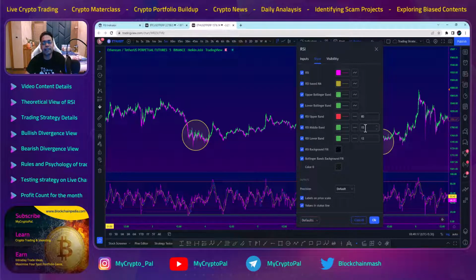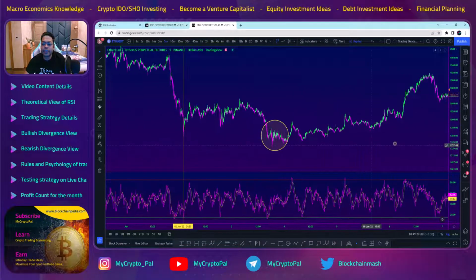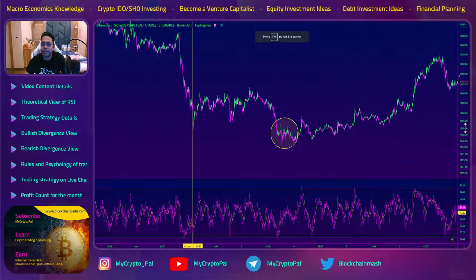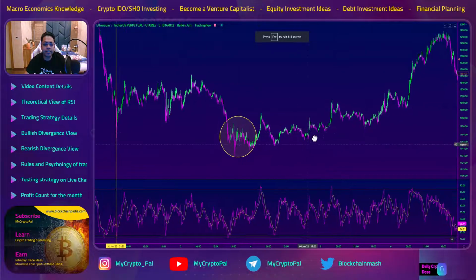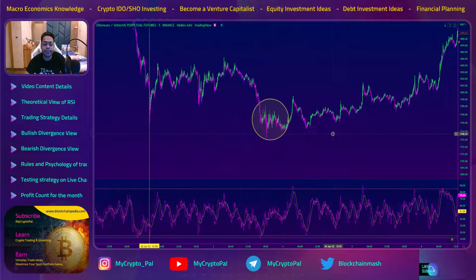You can see the theory says 70 to 30, but I have devised this on the 5 minutes time frame because this is where I see the maximum trades getting hit. Now you can see in the live price action, you can just put the same settings in your RSI or as you see fit.